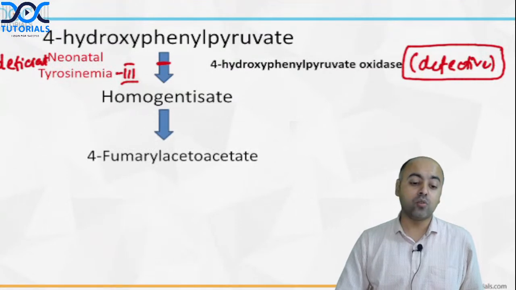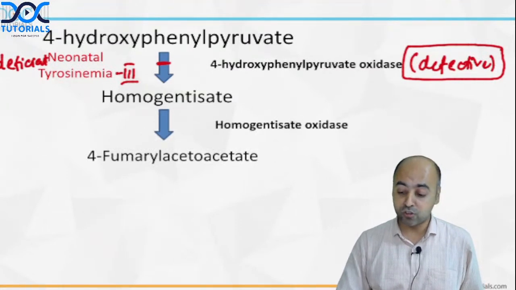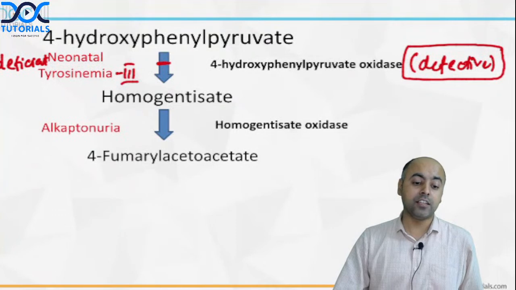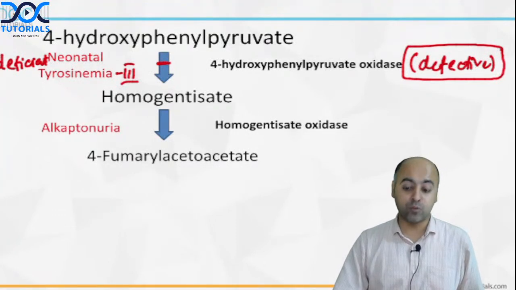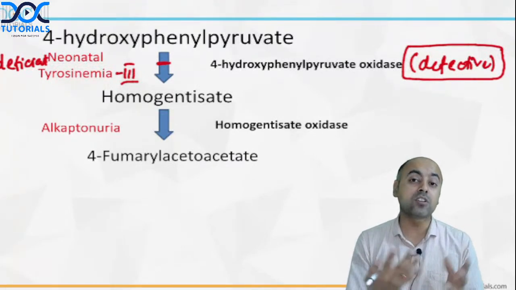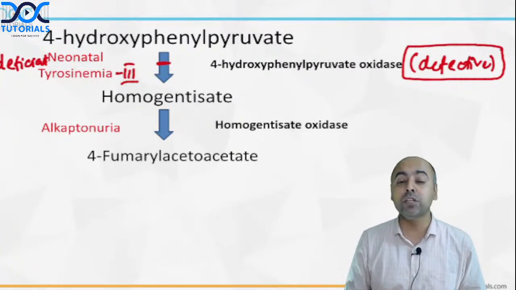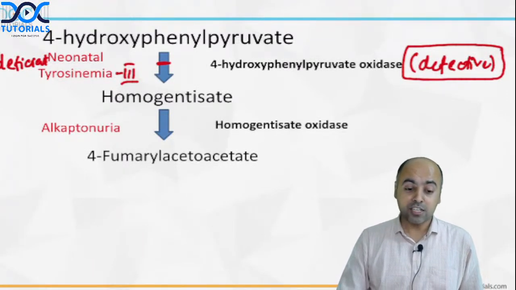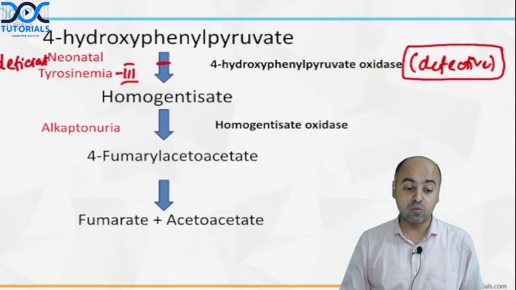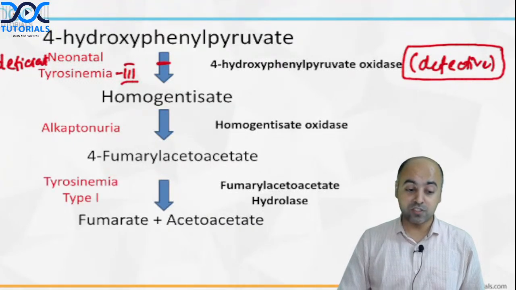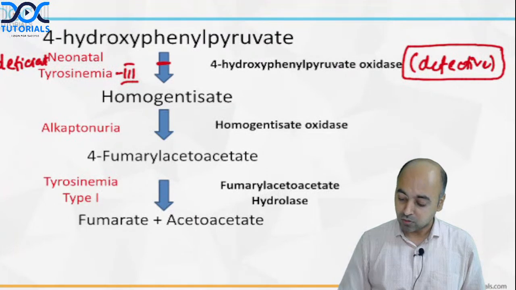Homogentisate is then converted into maleylacetoacetate by the enzyme homogentisate oxidase, which we were just discussing. Here we get the condition known as alkaptonuria. The classical finding, as we mentioned in the question, is that the urine is normal, but on standing it becomes black. No other sign or symptom will be there in the patient. The growth etc. is absolutely normal. Maleylacetoacetate is finally converted into fumarate and acetoacetate by the action of fumarylacetoacetate hydrolase. Deficiency of this enzyme will cause tyrosinemia type 1, also known as hepatorenal tyrosinemia.